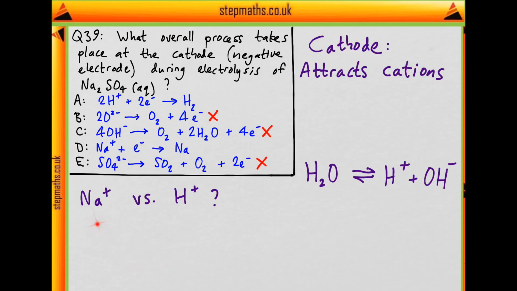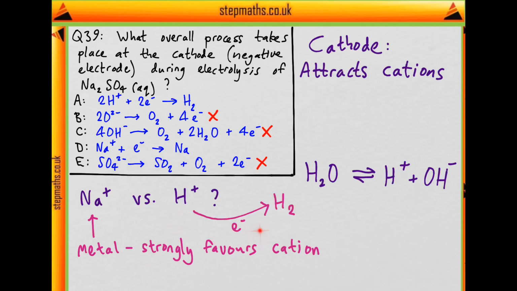So we know that sodium is a metal, but hydrogen is not, and that metals prefer to be positive ions. In fact, this is quite a strong preference. So maybe it's more likely that hydrogen will accept an electron to form hydrogen gas. So D isn't the reaction, but in fact it's A, which maybe wasn't obvious at first. So our final answer is A.